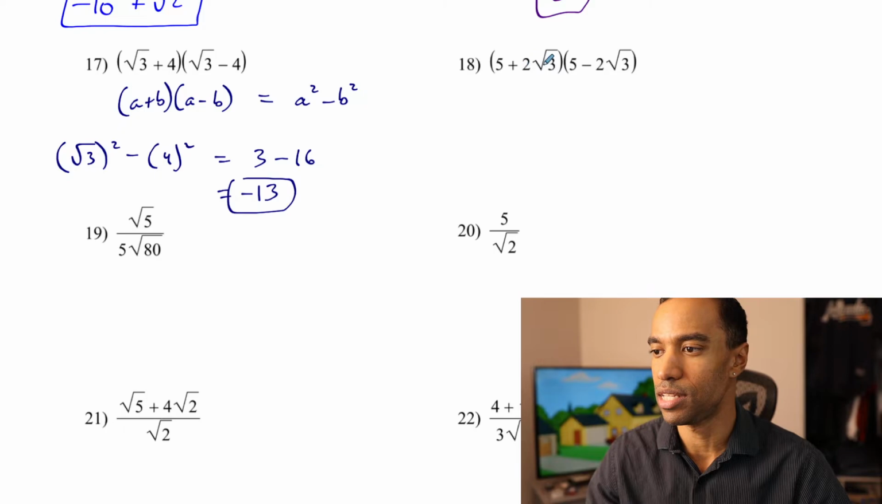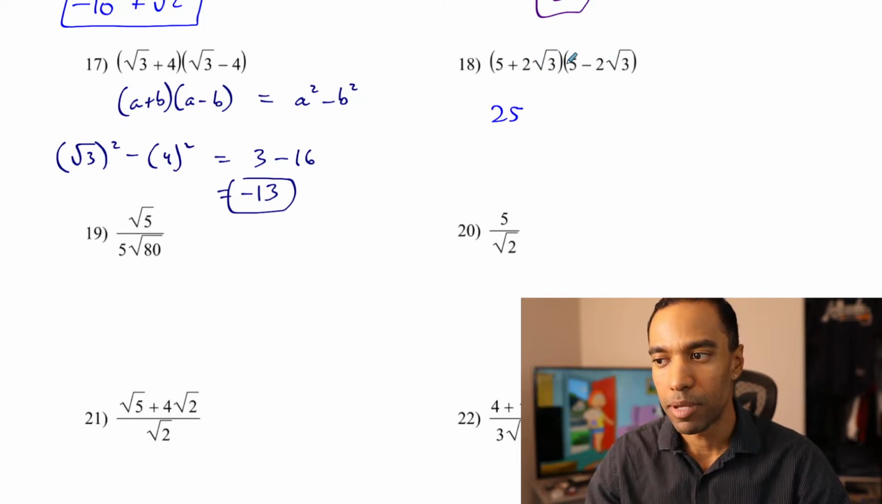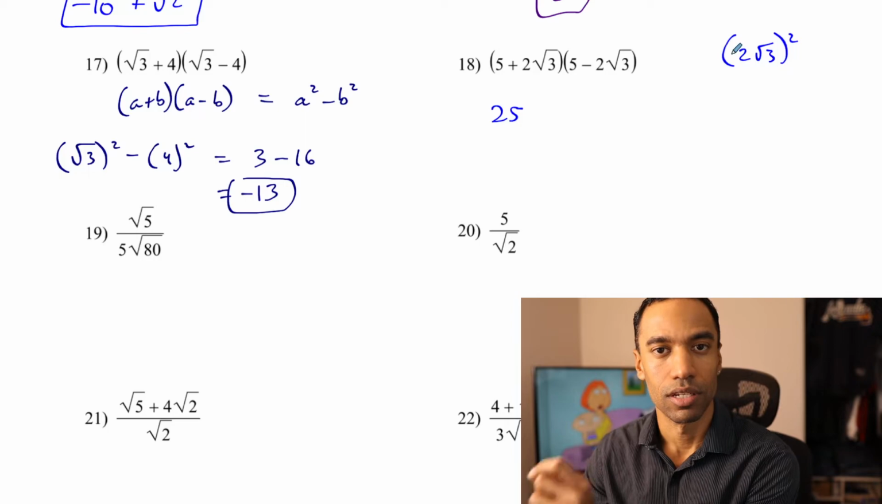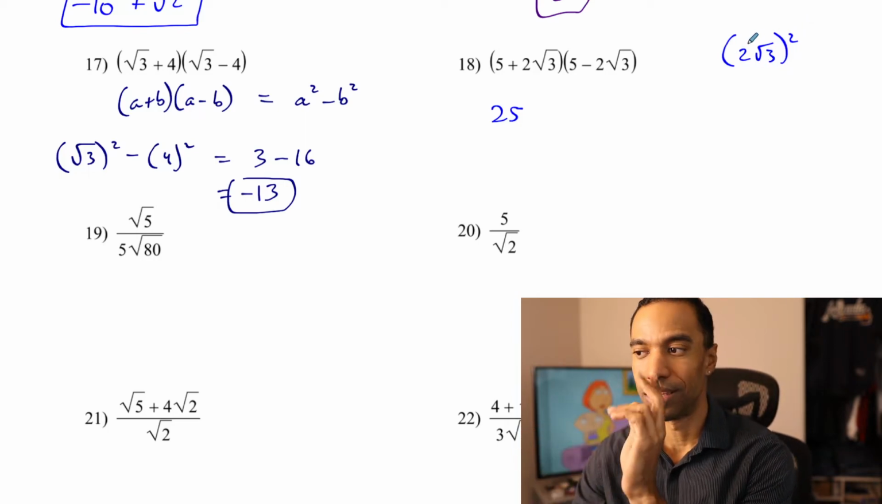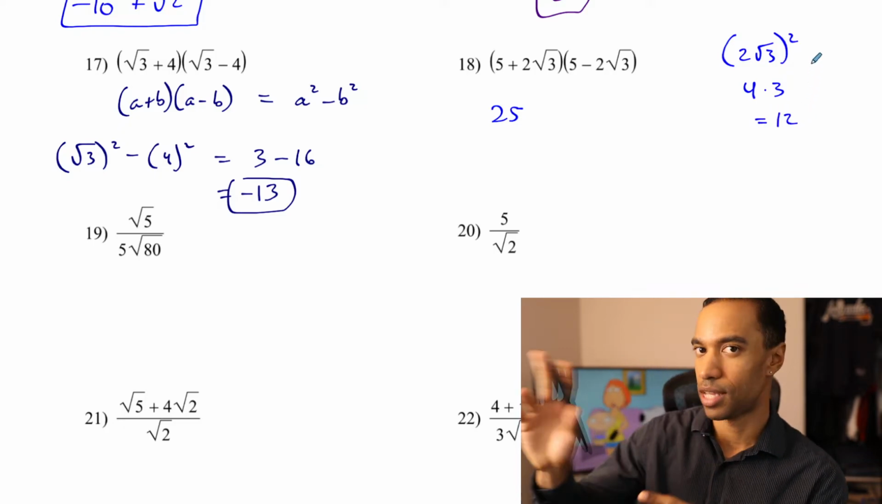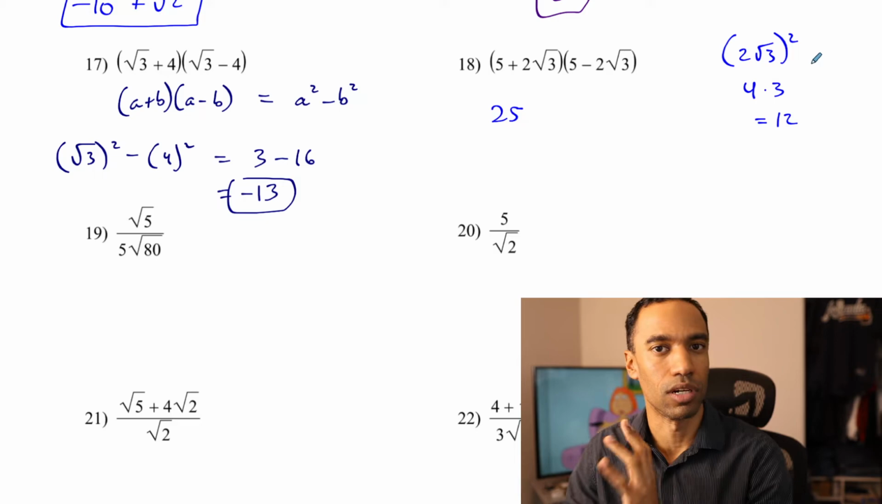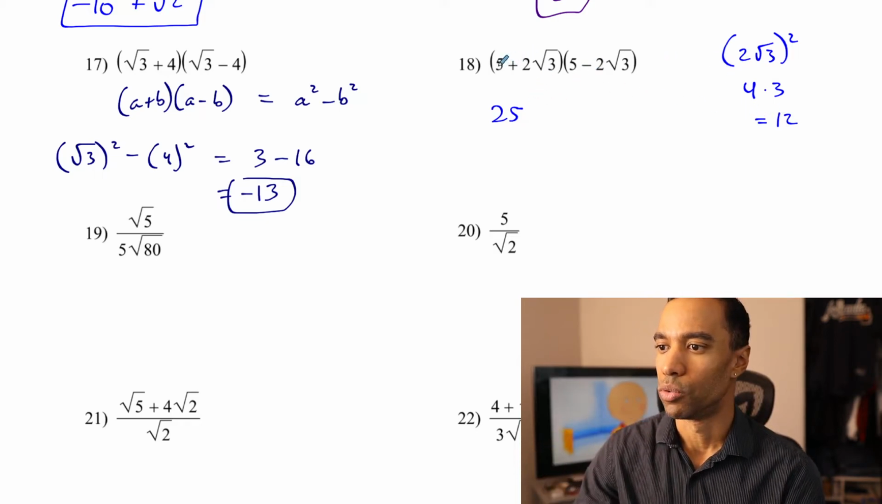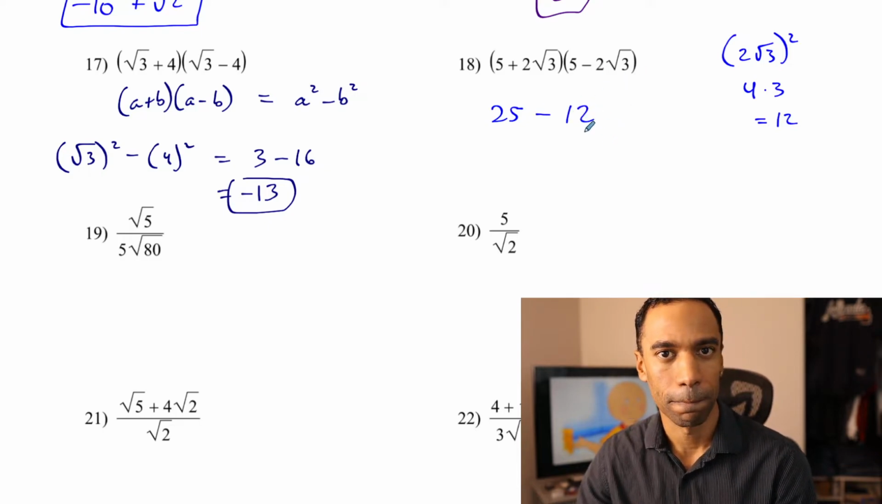This next one right here is the exact same thing, difference of two squares. 5 squared is 25. Now you got to be careful on this one. Let me write this out. 2 root 3 squared. I need parentheses this time. This is 2 root 3 times 2 root 3. This is 2 squared, which is 4. Root 3 squared, which is 3. This is 12. It's not 6. It's not other things that you might accidentally square. That is 12. So 5 squared minus 2 root 3 squared.